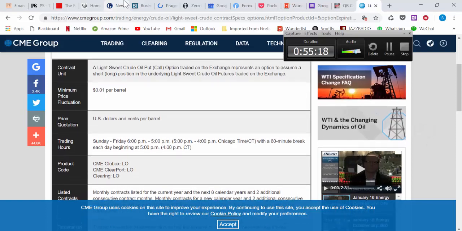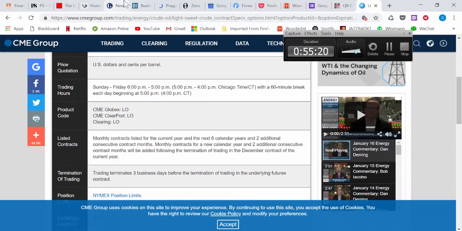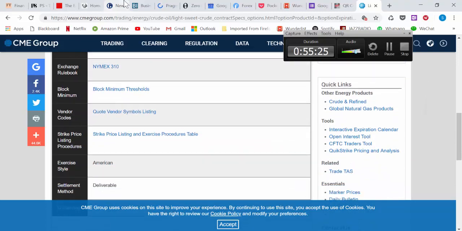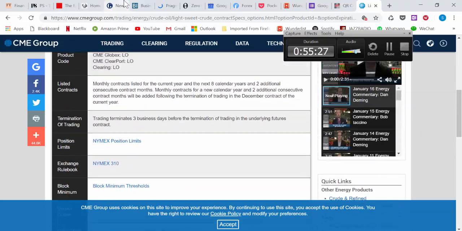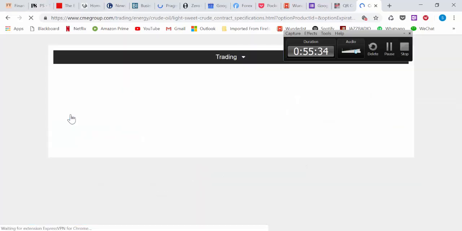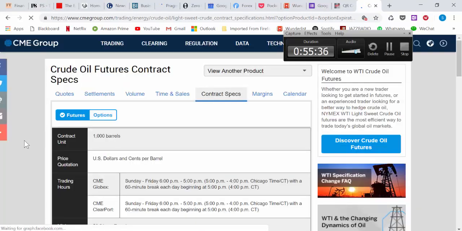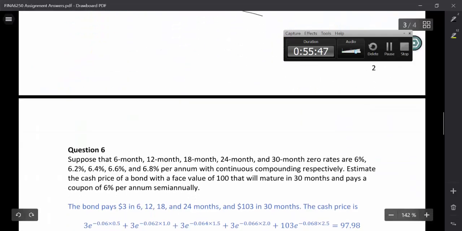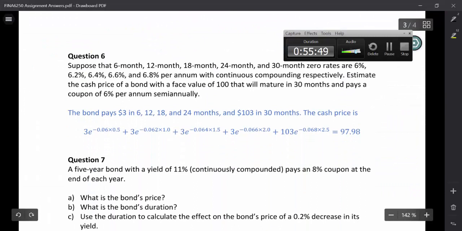But if you scroll down here a little bit, you should see that, oh, these are options. I don't want options. I want futures. You see, contract unit, 1,000 barrels. Can you see that at the top? Yeah, so that's what that is. Okay, I'm going to press ahead. Yeah, sure.